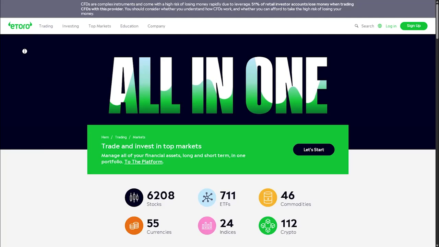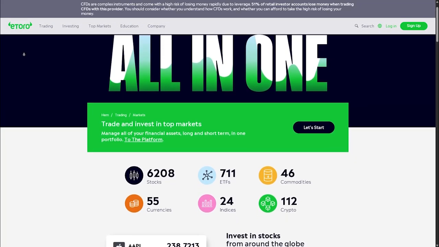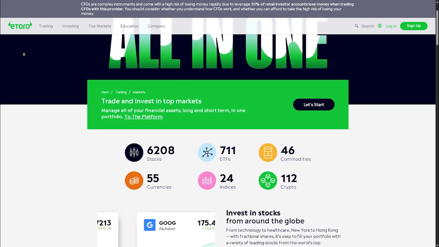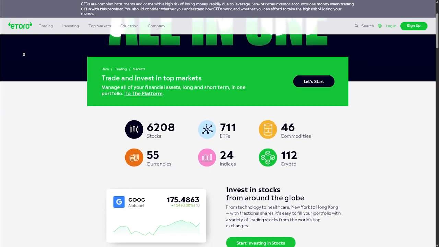Hey guys, today I'm going to show you how to use eToro. eToro has become a popular platform for both novice and experienced investors. Here's a step-by-step guide to get you started.